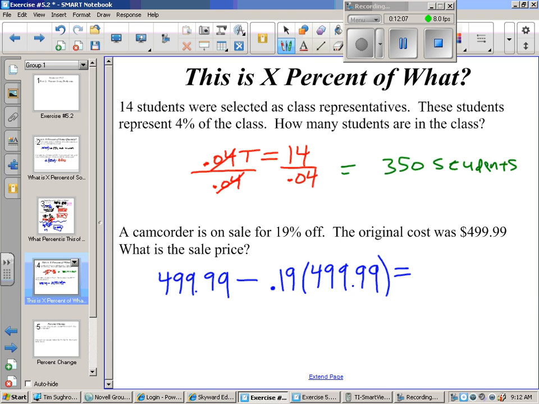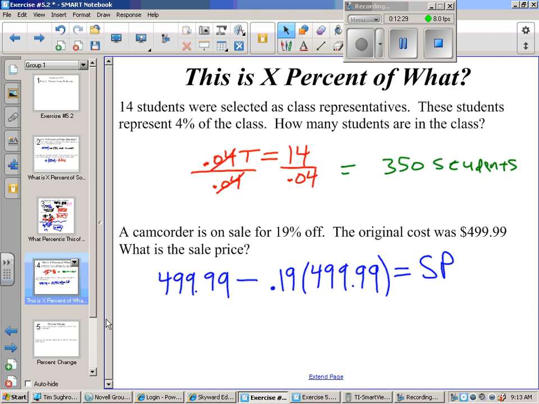And that's going to give me the sale price. That's going to tell me what the sale price is. So you always have to start with the original. And if it's a percent increase, it would be plus the percent times the original. Okay? But since it's a decrease problem, it's the original minus the percent times the original. Okay?